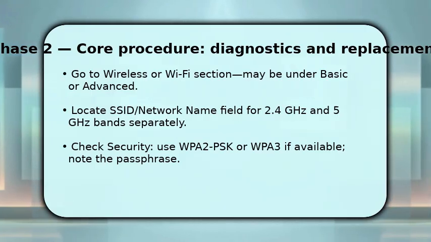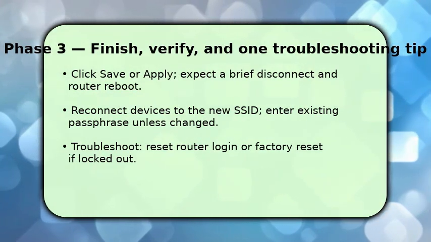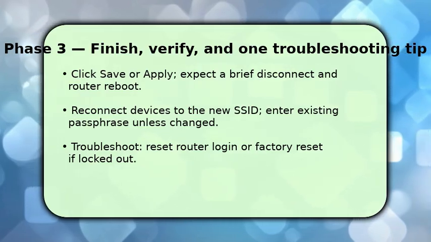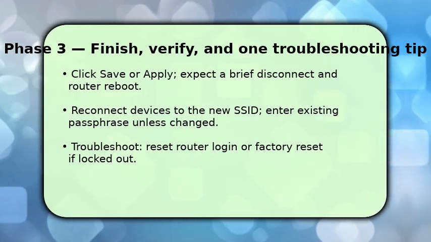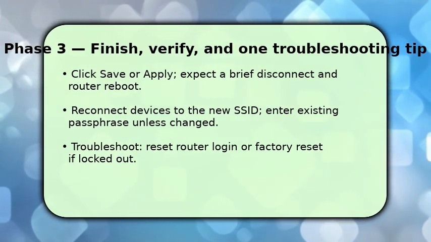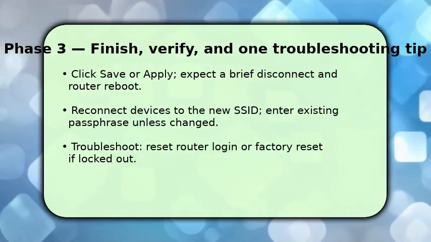WorldLink routers will often restart wireless services or reboot, causing a short outage. Once it finishes, scan for the new network name and reconnect each device. Use the same passphrase unless you changed it when renaming. If devices don't see the SSID, clear saved Wi-Fi profiles or toggle their Wi-Fi.